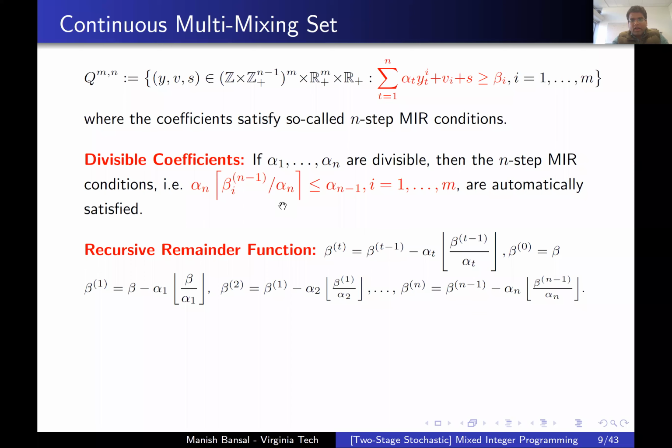But if alpha1 up to alpha n, which are these coefficients up here, are divisible, then these conditions are automatically satisfied. And there's another notation that I will be using, which is beta superscript t. Beta superscript 0 is essentially beta. Beta superscript 1 is the remainder of beta with respect to alpha 1. Beta superscript 2 is the remainder of beta superscript 1 with respect to alpha 2, and so on.